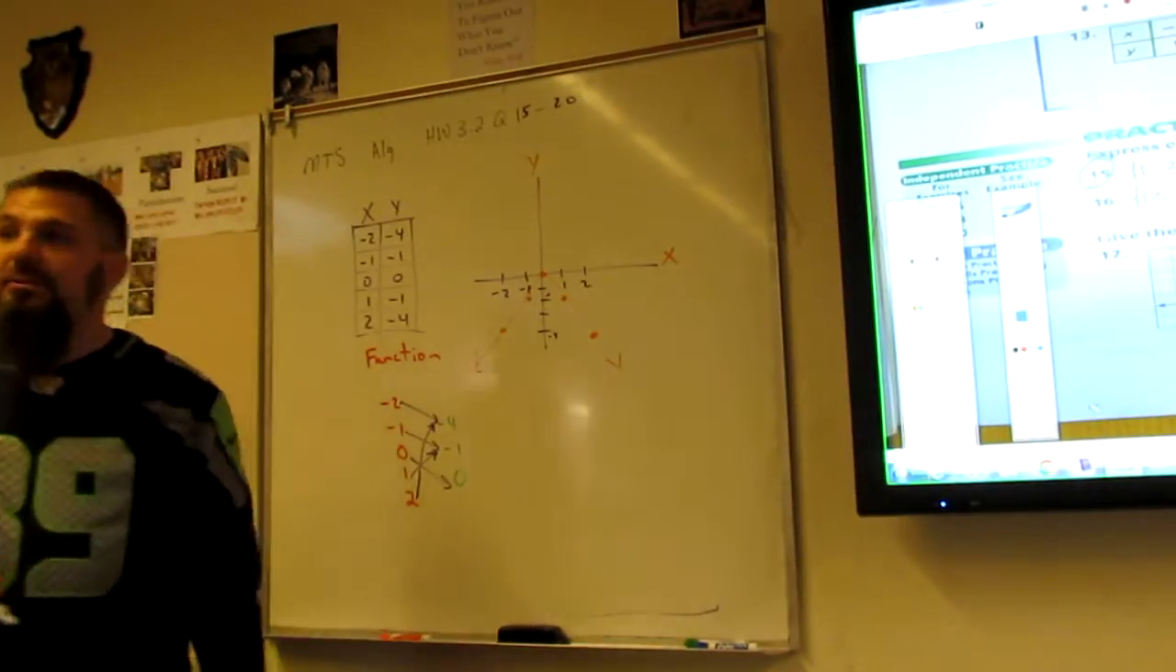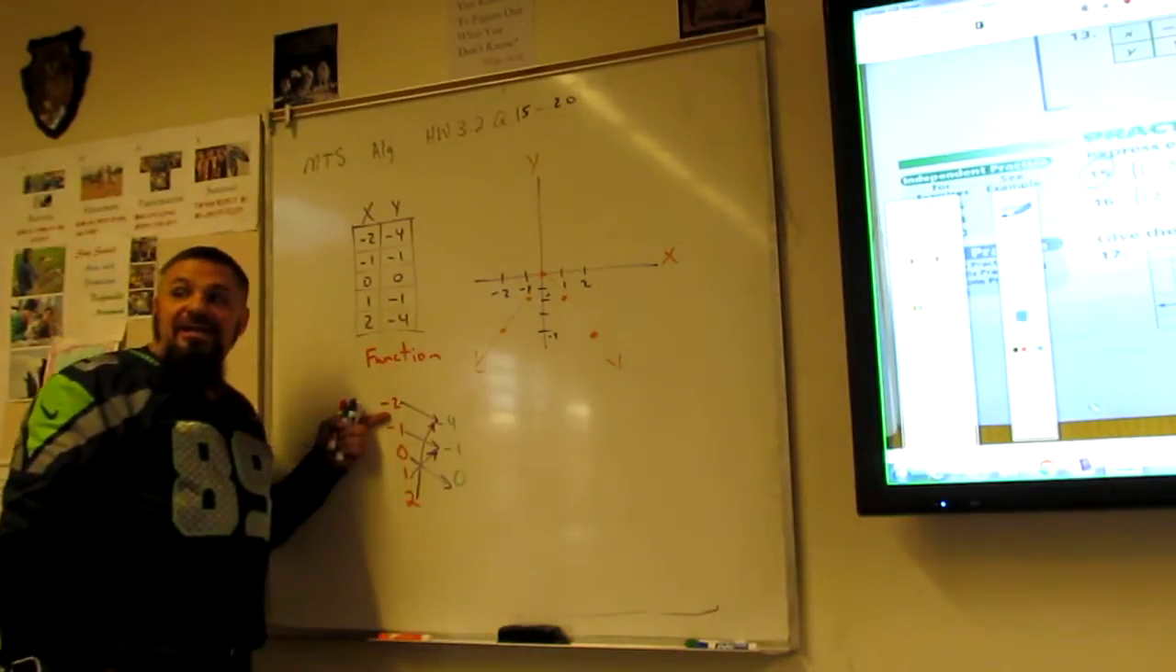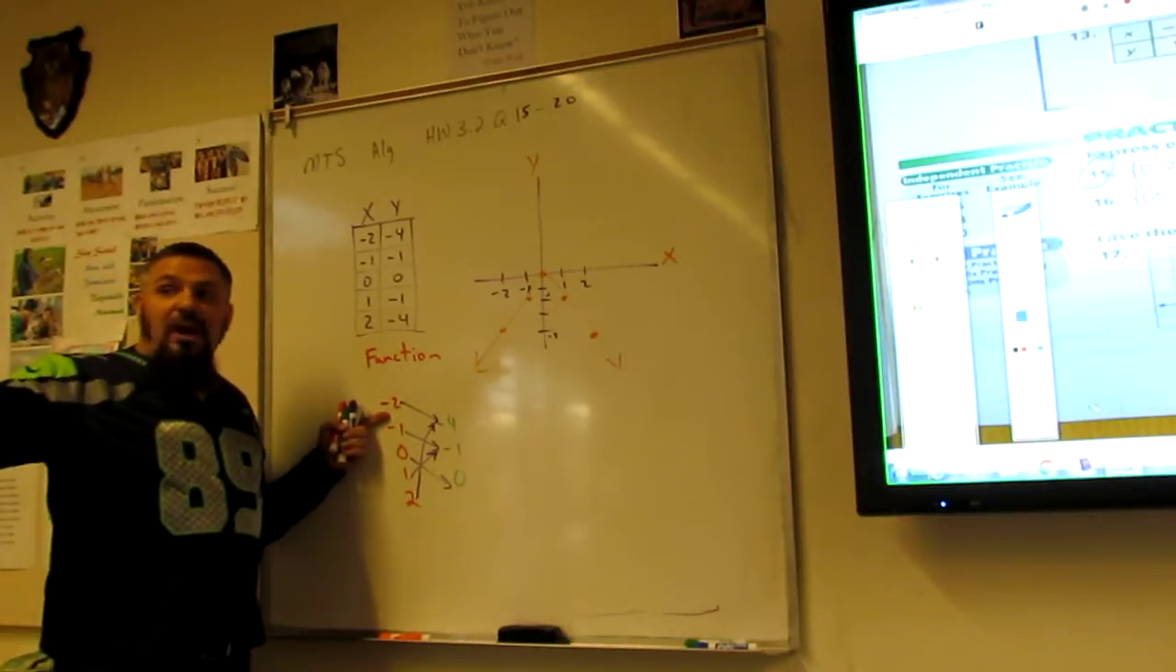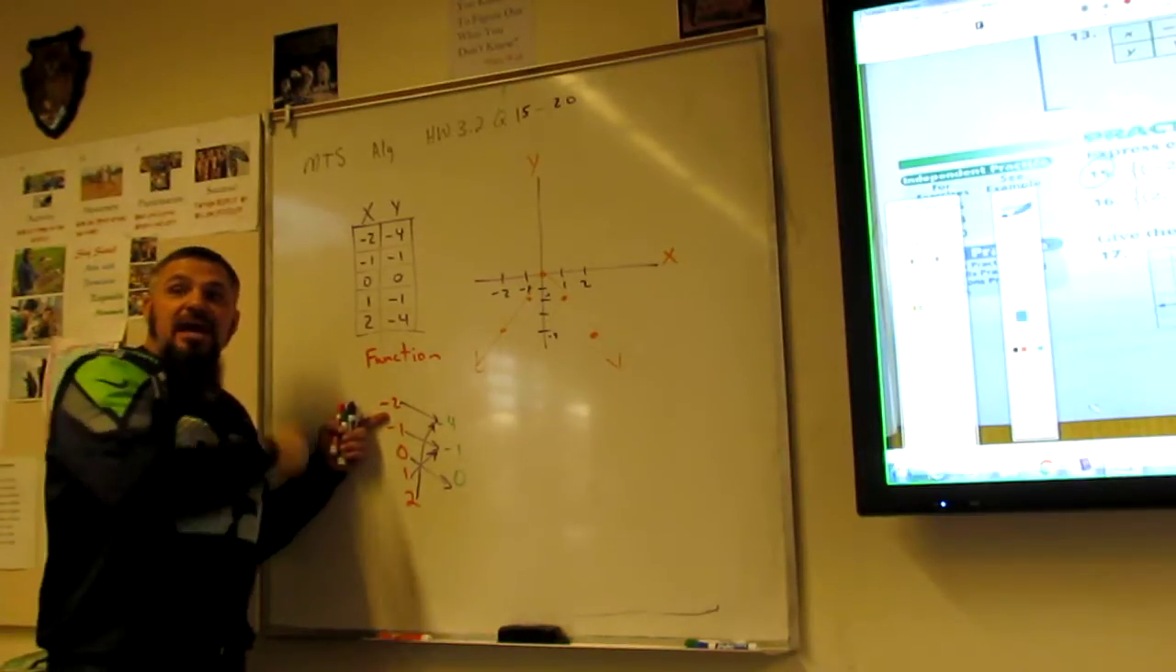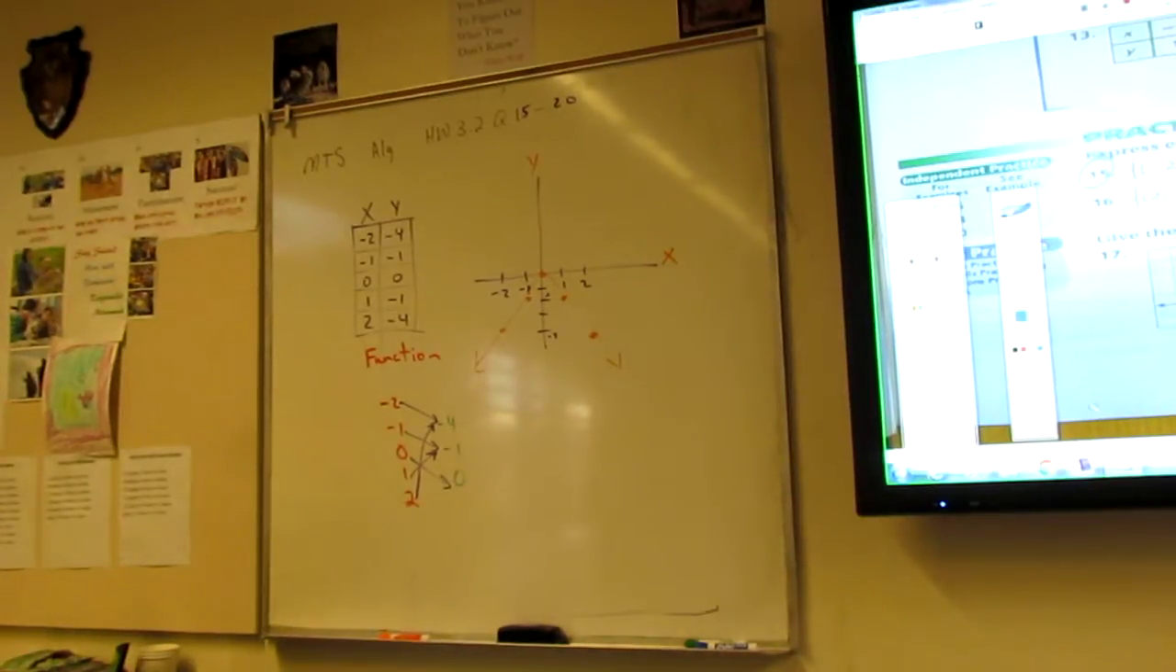And that's mapping. That's it. You're just telling me where they go. Does that make sense? Now, if 2 arrows start on the same x, it's not a function. That's what's nice about mapping. I'm going to take you a level farther.